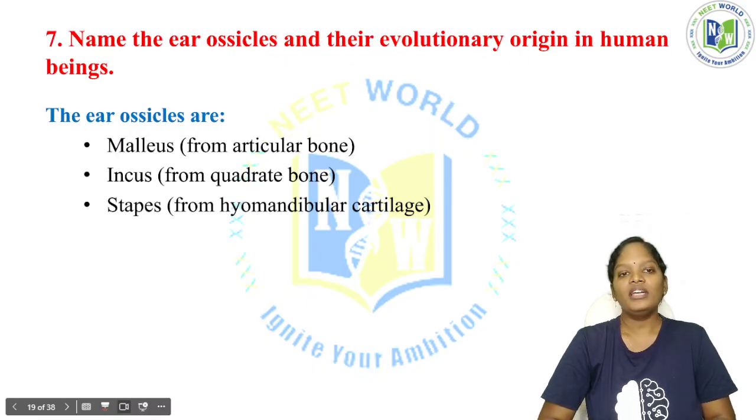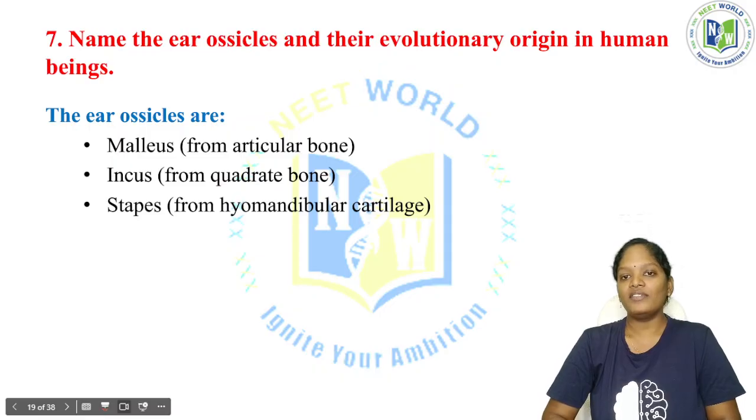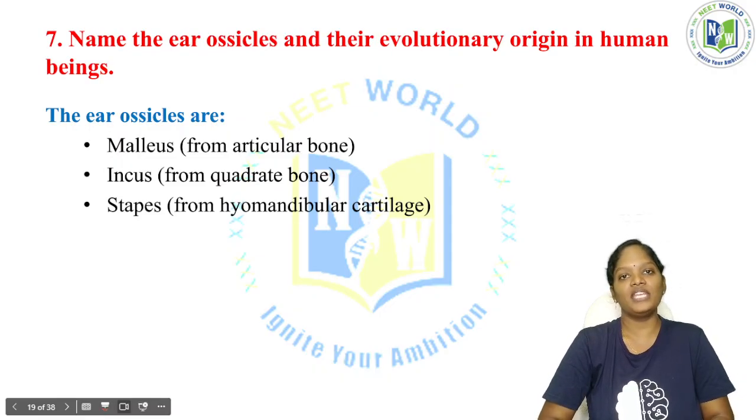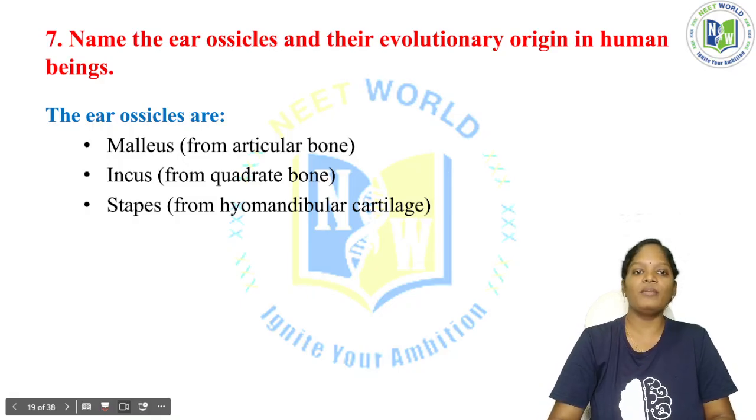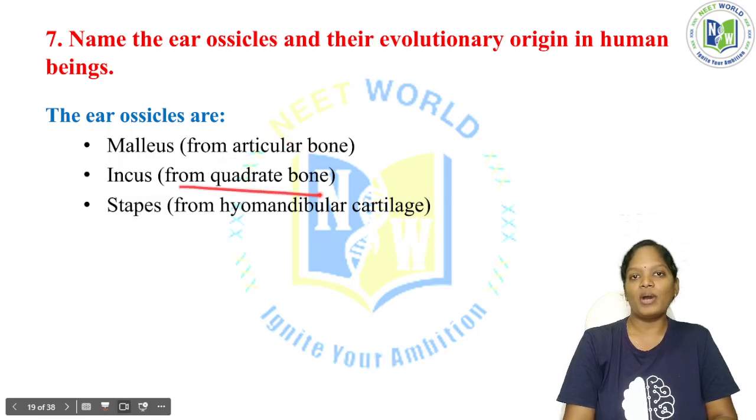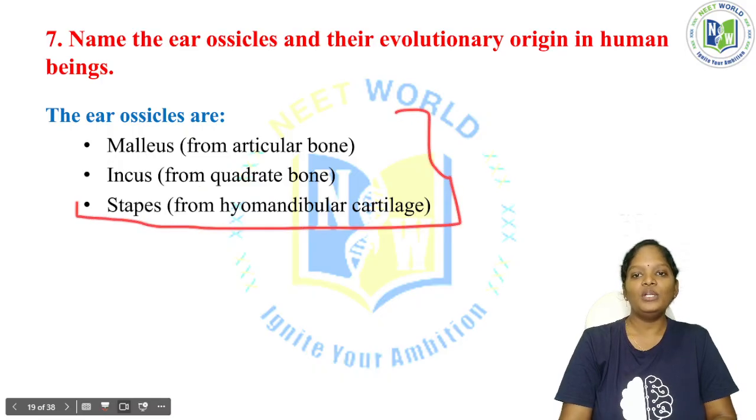Now, name the ear ossicles and their evolutionary origin in human beings. We have three different types of ear ossicles in the human body: malleus, incus and stapes. Malleus is from the articular bone, incus from the quadrate bone, and stapes from the hyomandibular cartilage. So these are the important things.